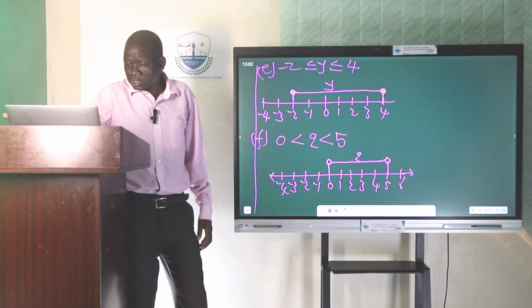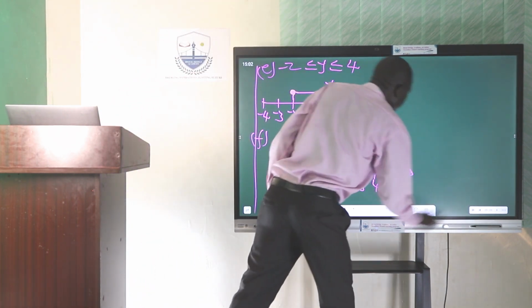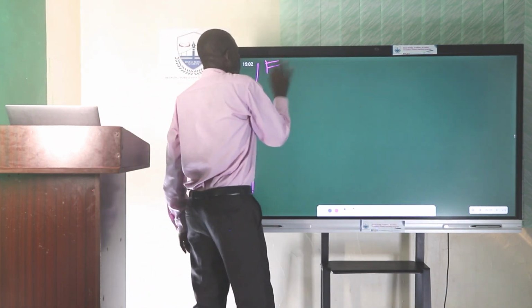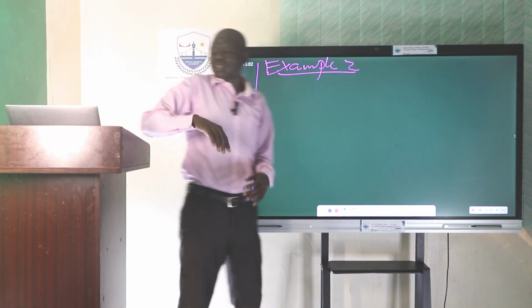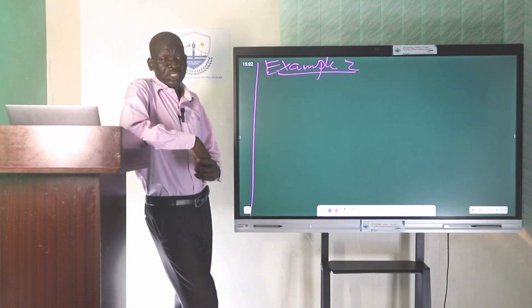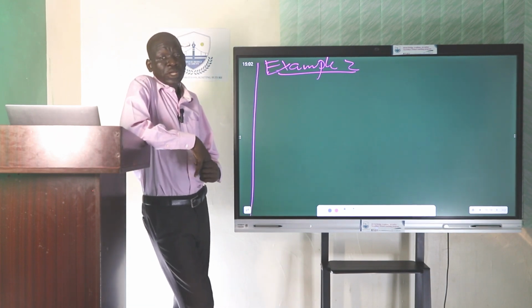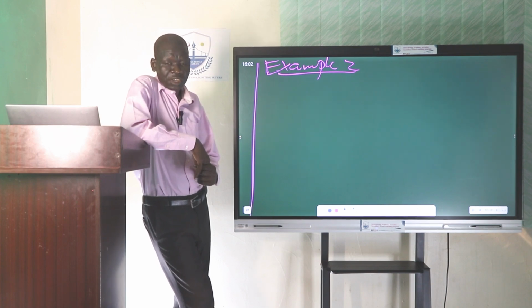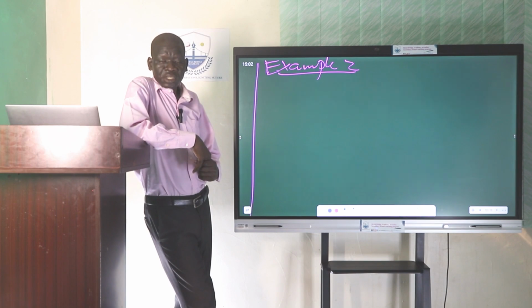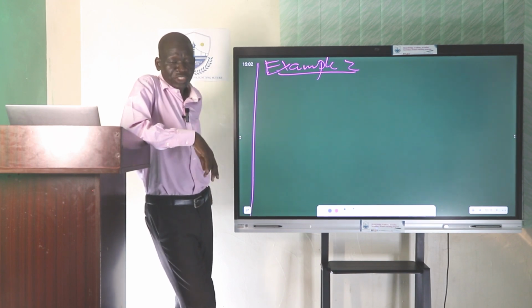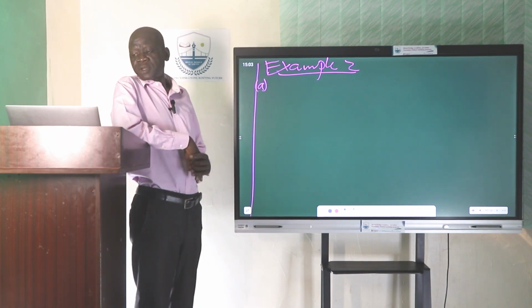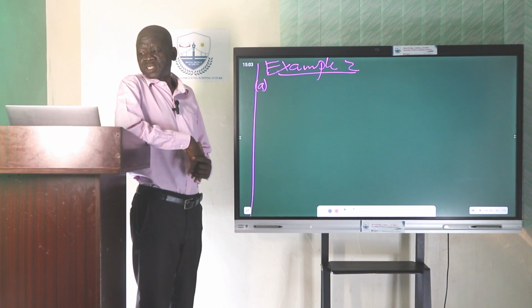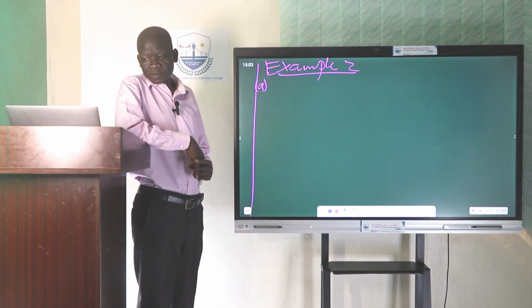We can look at example 2. In this case, they wanted us to solve the inequalities, and after solving them, we represent the solution on a number line. The question says, solve the following inequalities and illustrate their solution on the number line.